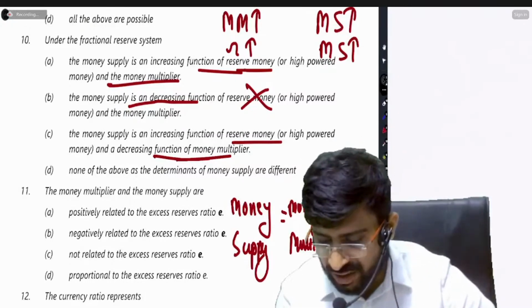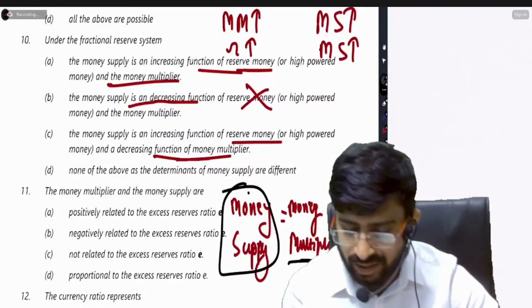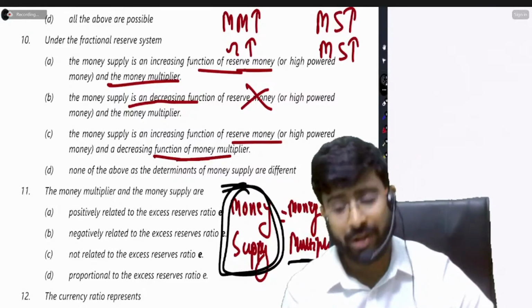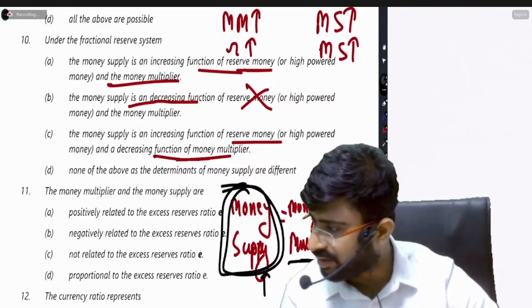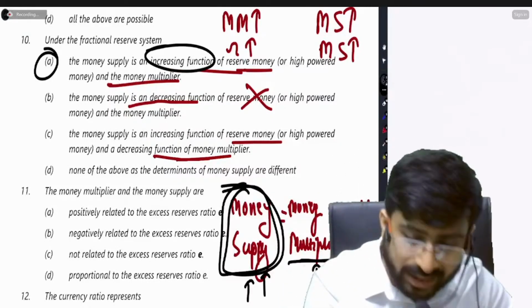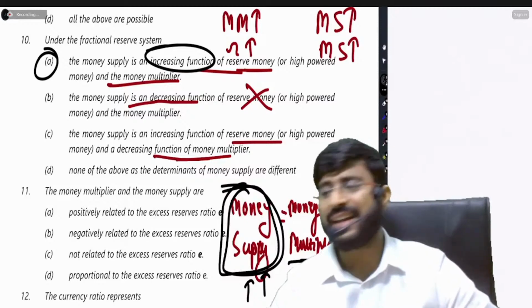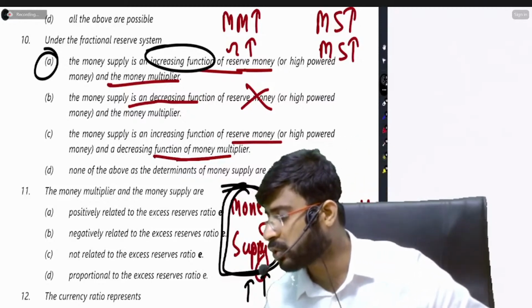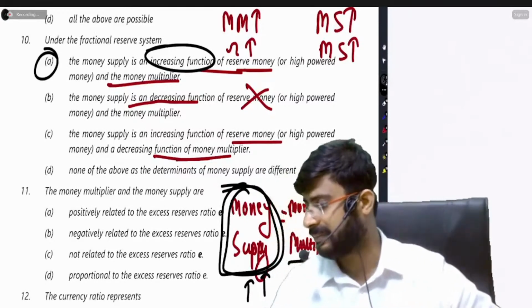So if this increases, this will increase. If this increases, this will increase. Yes or no? Therefore it is an increasing function, there is a direct relation. A is the correct answer. Understood, not understood, everybody?